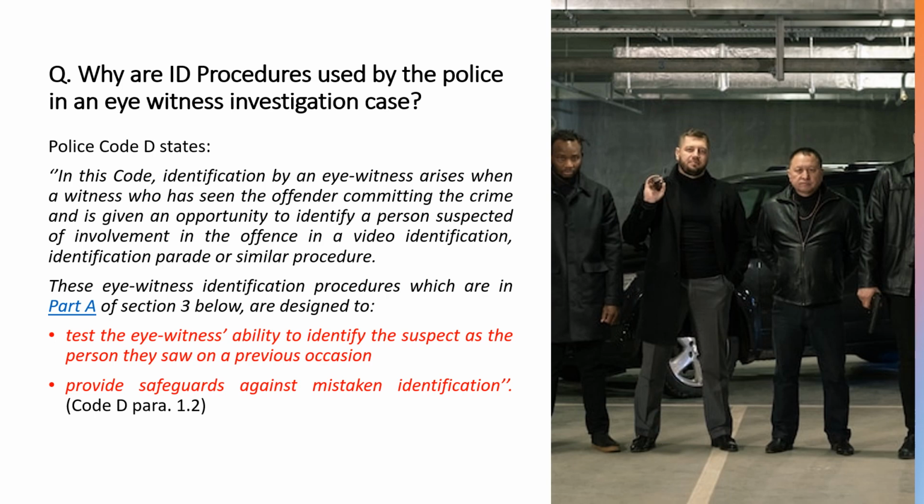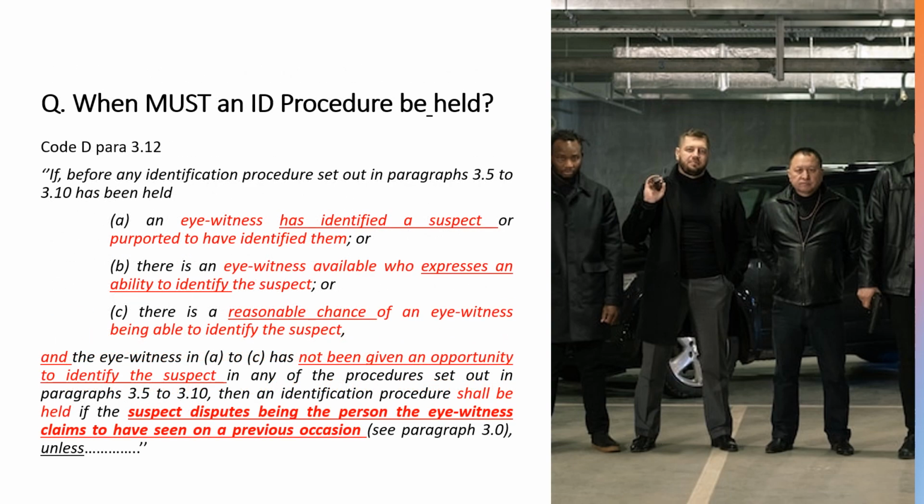These eyewitness identification procedures, which are in Part A of Section 3 below, are designed to test the eyewitness's ability to identify the suspect as the person they saw on a previous occasion and provide against mistaken identification. That's in Code D, paragraph 1.2. We now move to some really important questions.